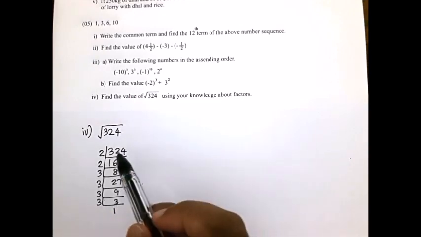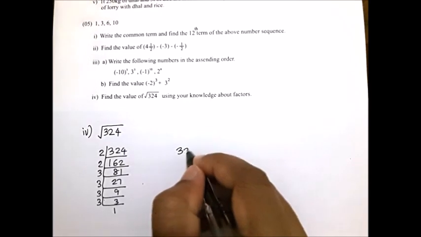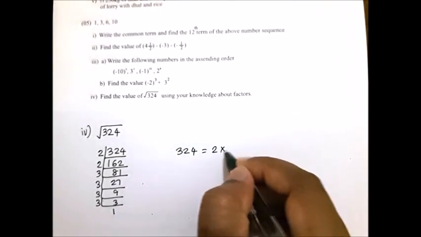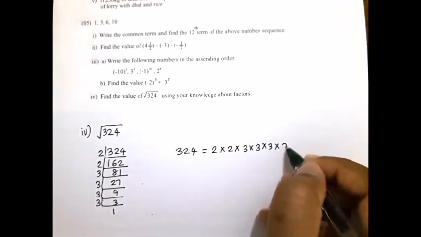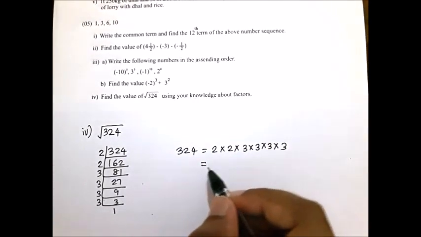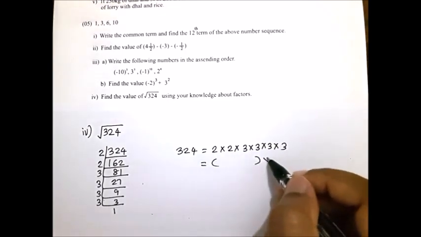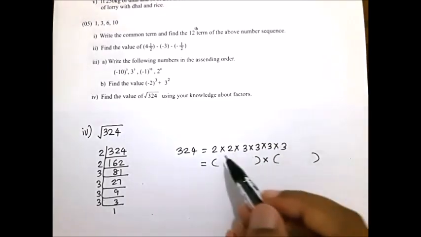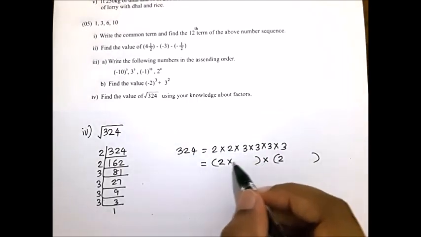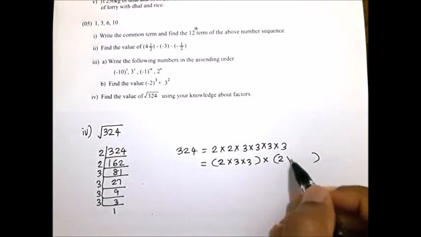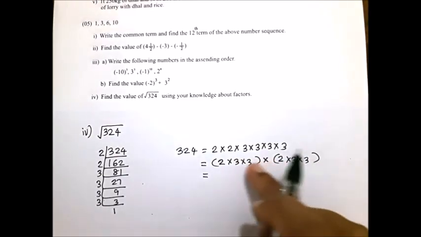Then write 324 as a product of these prime factors. 324 equals 2 multiplied by 2, 3 multiplied by 3 multiplied by 3 multiplied by 3. Then separate these numbers into two equal groups. Here 2 and here 2, 3. Now these two groups are equal.